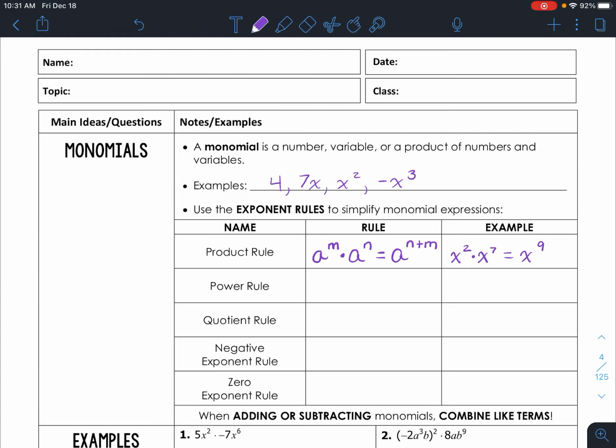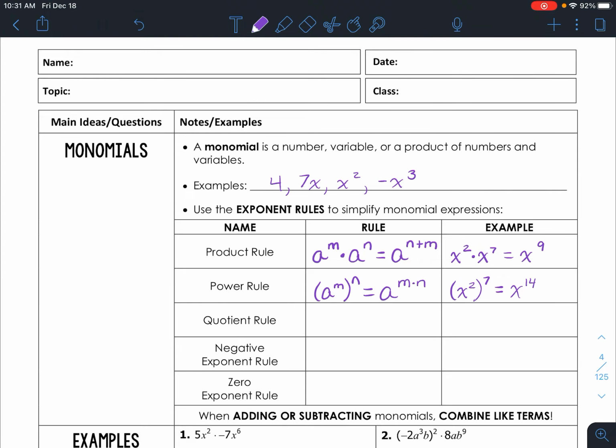The power rule says that if you have a number raised to a power and all of that is raised to a power, then you multiply your exponents, okay? So if I had x squared to the 7th power, then I would have x to the 14th.